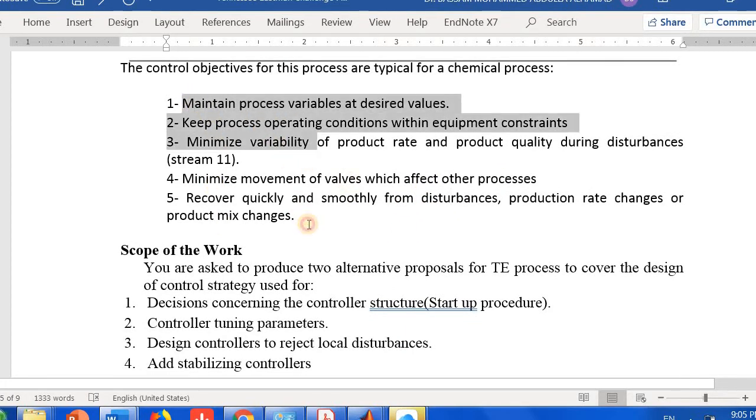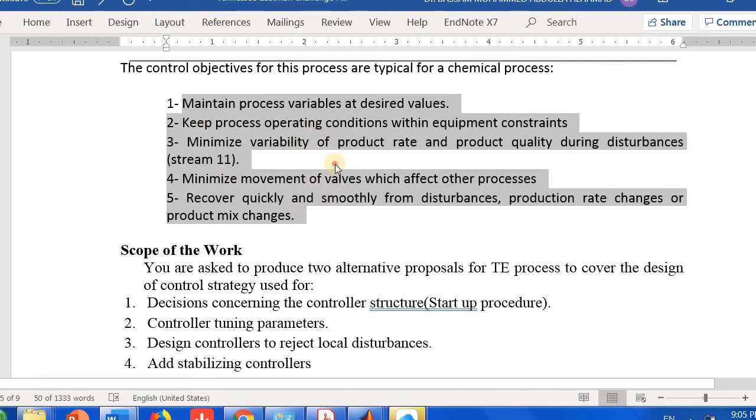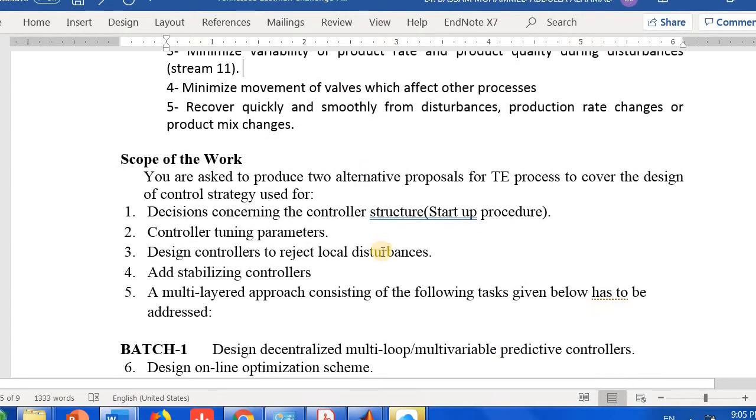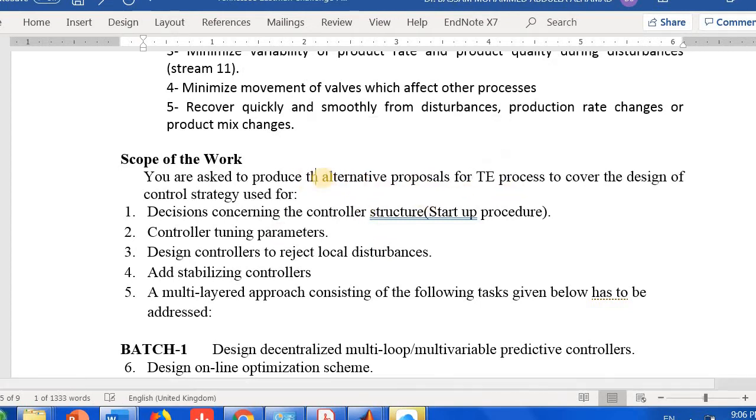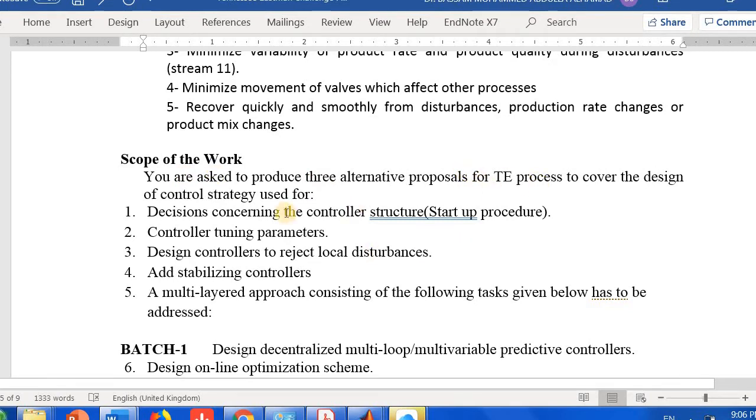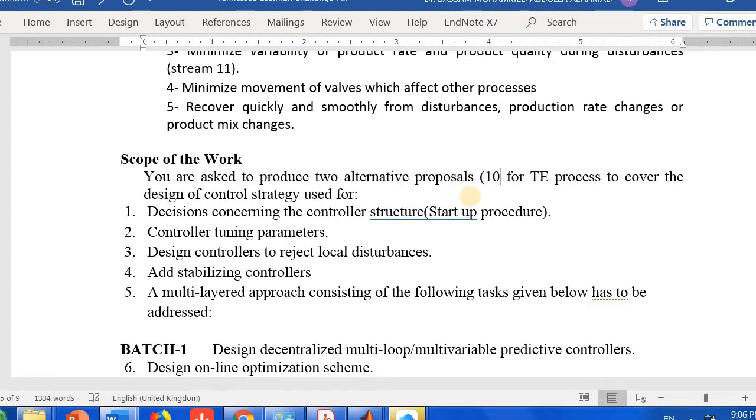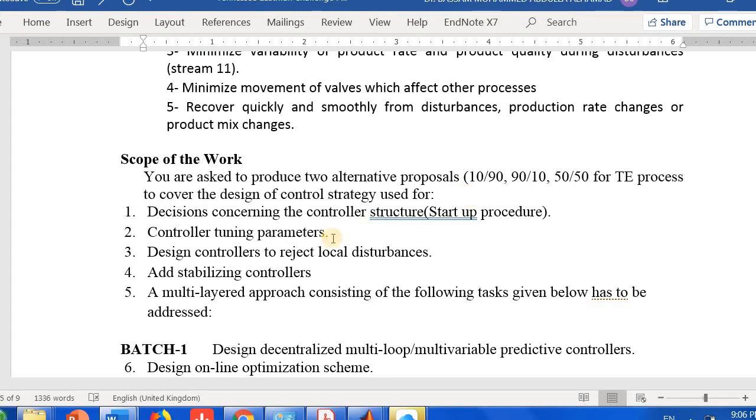And we also need to do some kind of set point tracking, which is part of the testing process that you're going to do. So you're asked to do 2 alternative proposals for all the different conditions that we have, which are 10/90 G/H, 90/10, and 50/50. Okay, so that is the challenge that you have. You're going to make some decisions for the control structure. You're going to also talk about the startup procedure, part of the system.